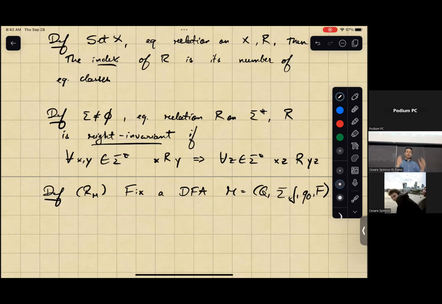Now we say that two strings, so this is a relation on strings, two strings X, Y are related via R sub M if and only if, when the machine starts at the start state and reads X, and when the machine starts at the start state and reads Y, these two destination states are exactly the same. So that's what this relation is saying. It's saying that two strings are related if, when you give them to the machine M, they end up in the same state.